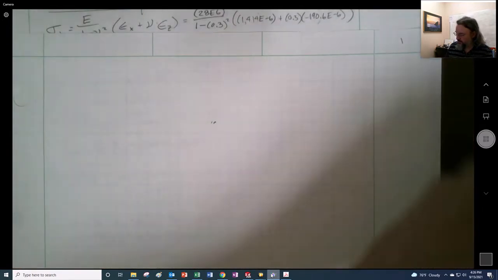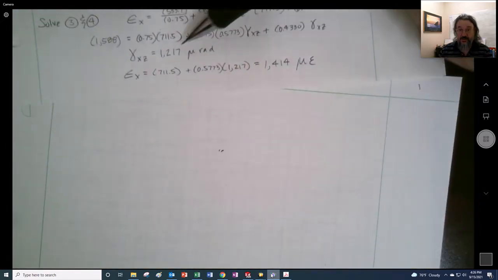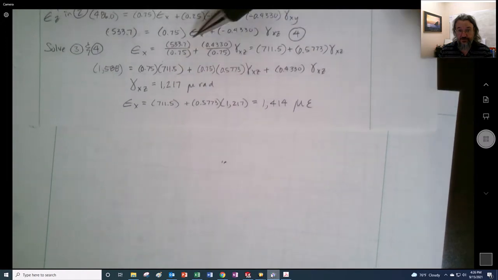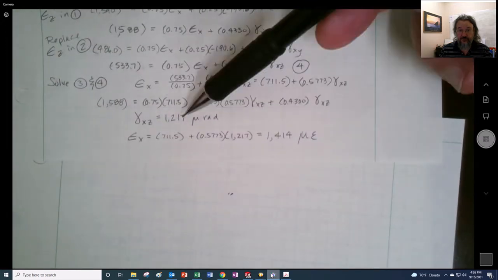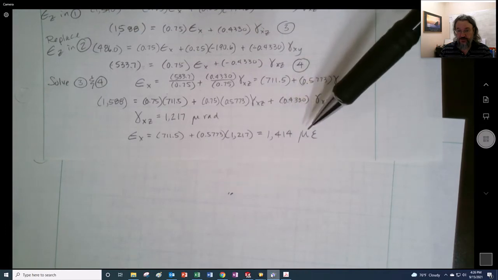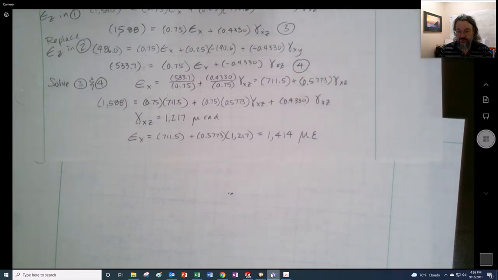Now, I think I overlooked writing out that I also plugged it back in, as microradians, into one of the other 2 equations, either equation 3 or 4, and I'm able to get 14 microstrains is what this ends up equaling.